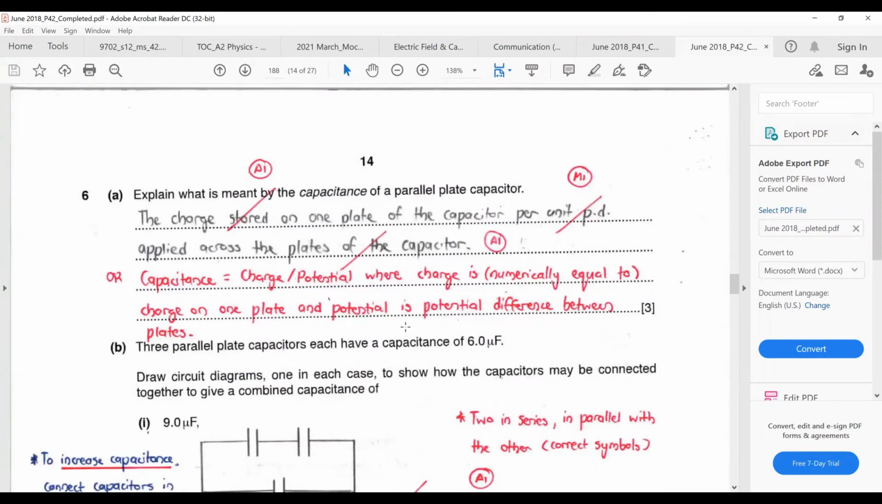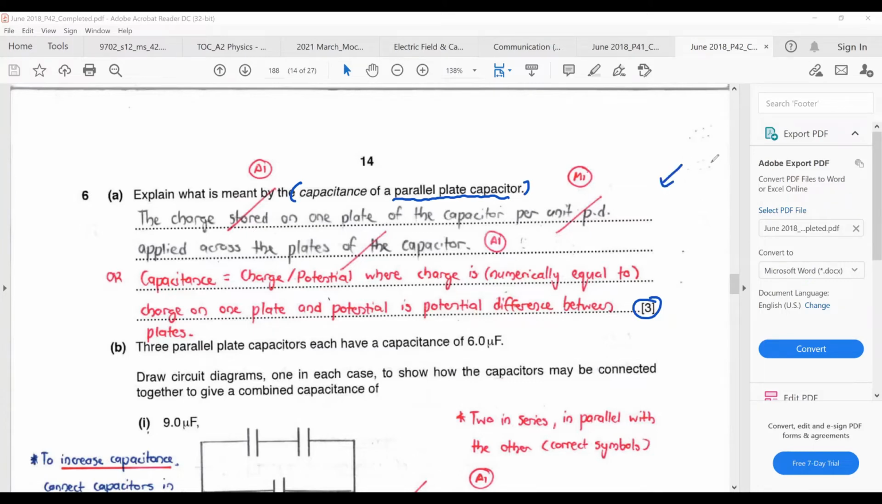This one I didn't mention to you already. Whenever you see the definition of capacitance, just make sure whether it's a very specific definition or a very general definition. Here they're asking you about what is meant by capacitance of a parallel plate capacitor, and it's worth 3 marks. So you know you're talking about this already. The charge stored on one plate of the capacitor per unit PD applied across the plates of the capacitor.